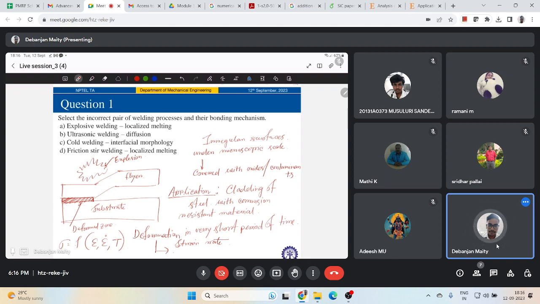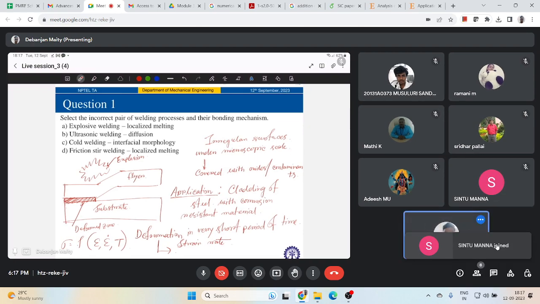Now here the occurrence of welding depends on the angle at which the piece of metal plate collides with the parent metal plate. So this also depends on the angle of the collision.